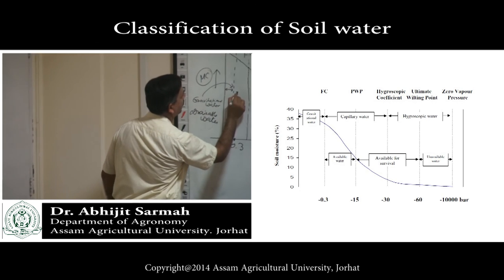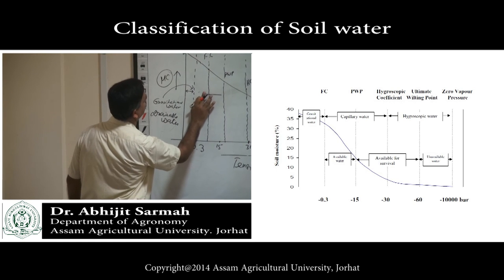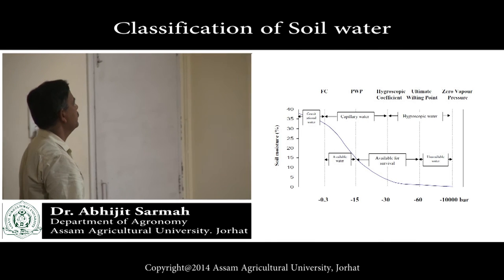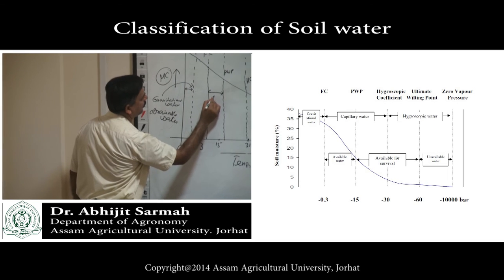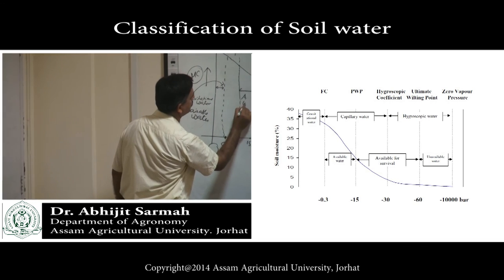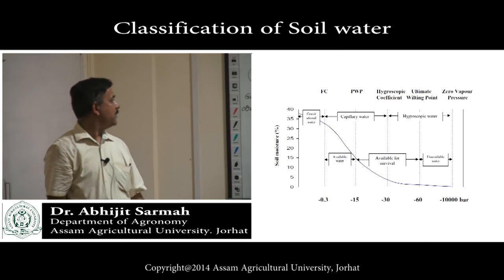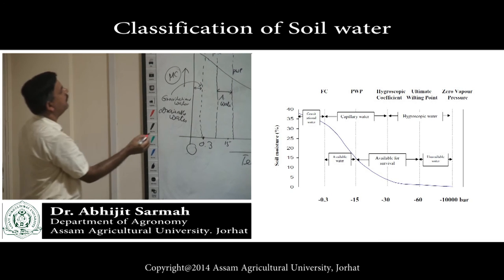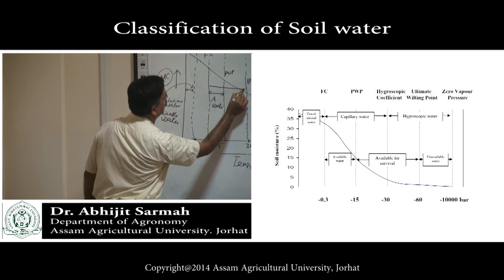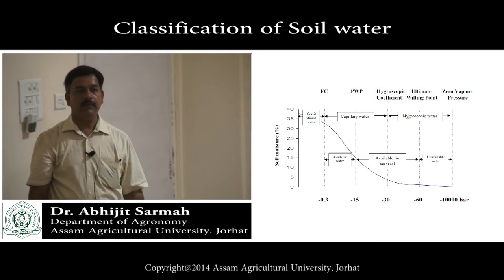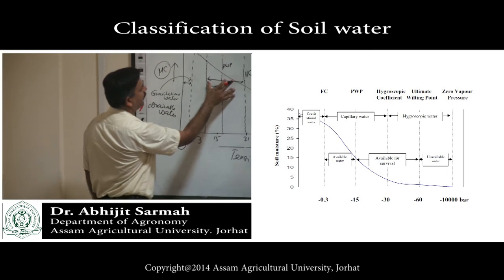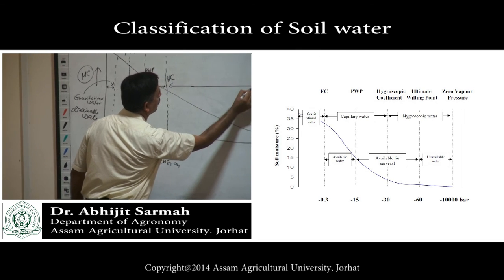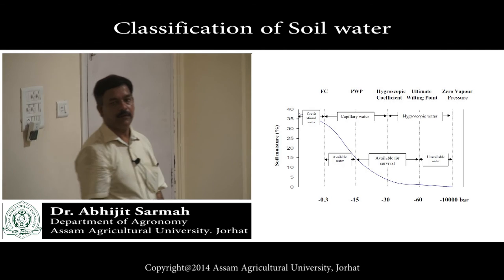What is this? Where is field capacity? This is field capacity. Field capacity to permanent wilting point, this is available water. Between field capacity to hygroscopic coefficient, and from hygroscopic coefficient to 10,000 bar, it is hygroscopic water.